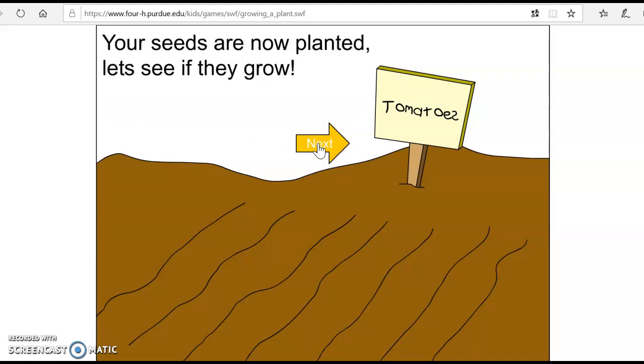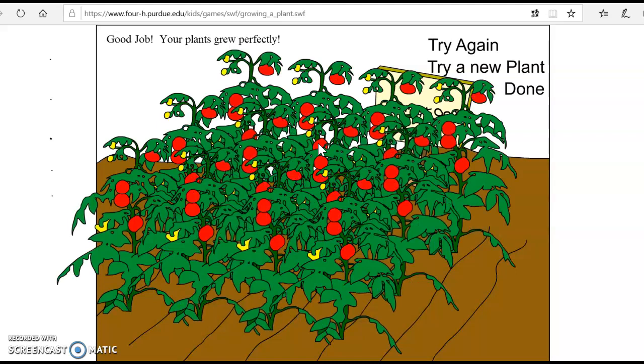And now we're going to find out if our seeds were planted correctly and if they were planted using the right conditions. Here we go. And look what it says. Good job. Your plants grew perfectly. So now that I know that my plants have grown perfectly, I'm going to try a new plant. See where it says try a new plant? I'm going to click that 1 time.